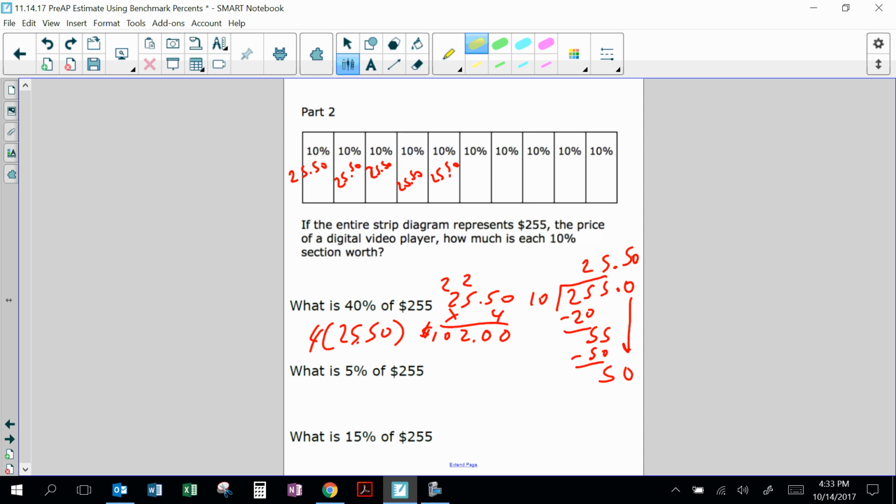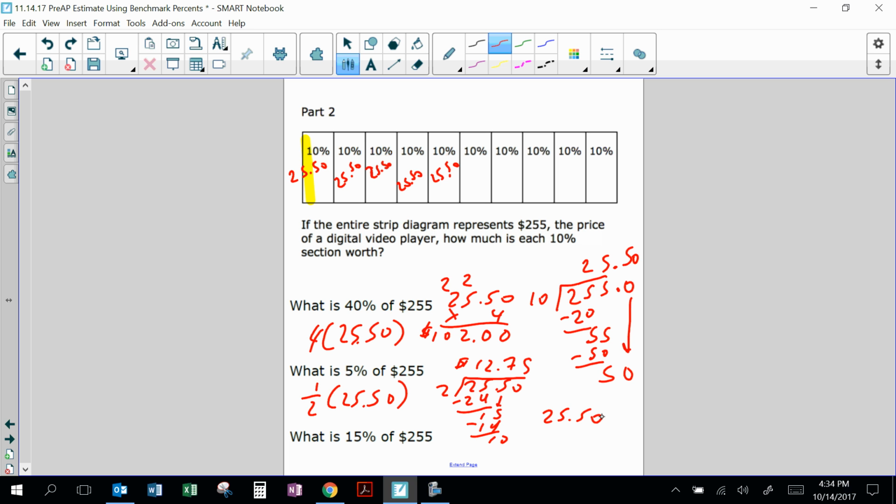What is 5% of $255? Well, 5% means you're just finding half of 10%. So what's half of $25.50? Let's divide it by two and find out. Two goes into 25 twelve times. Bring down the five. Two goes into 15 seven times. Two goes into 10 five times. So it's $12.75. What is 15% then of $255? If you're going to save 15% off, that means you're going to save $25.50 for the first 10%, then $12.75 for the additional 5%. So that means you're going to be saving $38.25. It is 15% off.